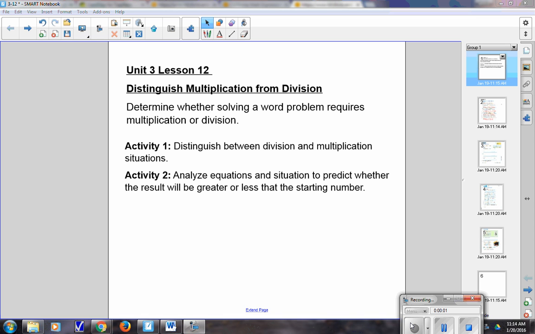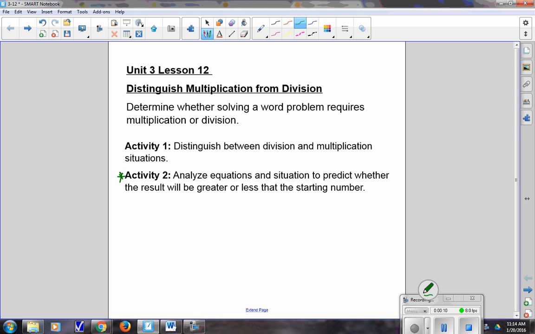So this is lesson 12, activity 2. So this is kind of 3.12.2. Today, we're going to work some more on analyzing equations and situations to predict whether the result will be greater or less than the starting number. We've already encountered that. We're going to identify whether we need a whole number or a fraction just by looking at the equation in front of us.